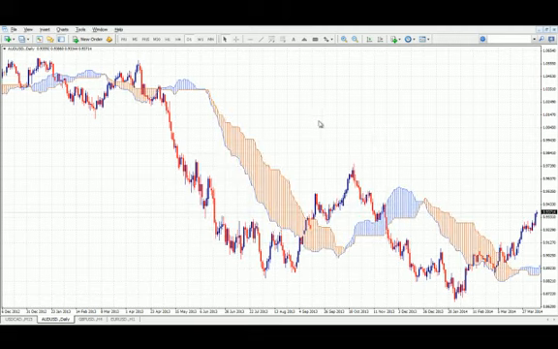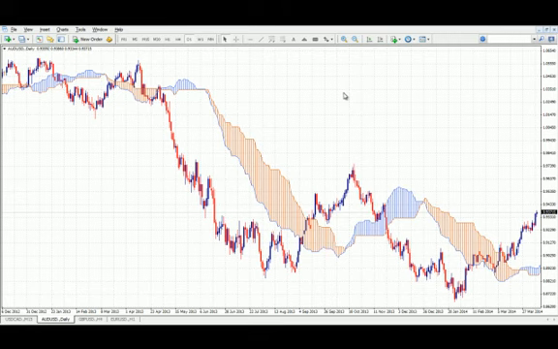Okay, now we have the cloud right here, and as you can see here, we were in a steep downtrend and then we just started to move up. Okay, and this is just to get market direction.